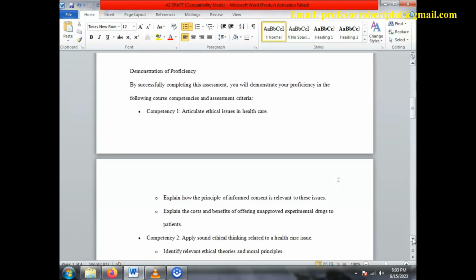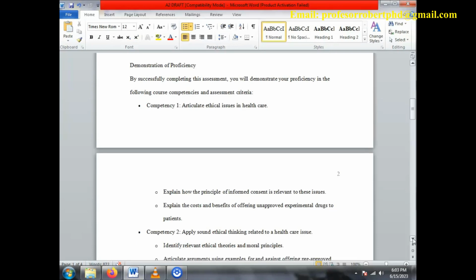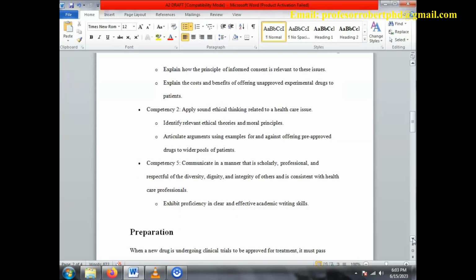Demonstration of proficiency. By successfully completing this assessment, you will demonstrate your proficiency in the following course competencies and assessment criteria. Competency 1. Articulate ethical issues in healthcare. Explain how the principle of informed consent is relevant to these issues. Explain the costs and benefits of offering unapproved experimental drugs to patients. Competency 2. Apply sound ethical thinking related to a healthcare issue. Identify relevant ethical theories and moral principles. Articulate arguments using examples for and against offering pre-approved drugs to wider pools of patients.